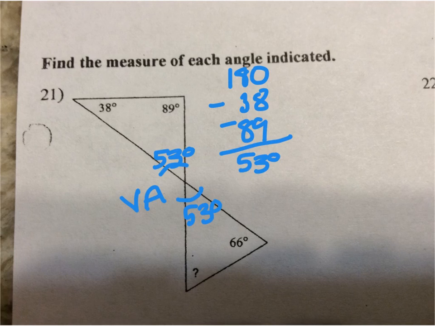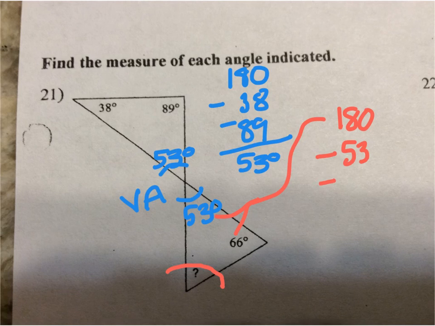So to find this angle measure now, we're going to use the triangle angle sum again with both of these values. So we'll start with 180, subtract the 53 degrees, subtract the 66 degrees, and that will leave us with 61 degrees. Oops, that's a 61.